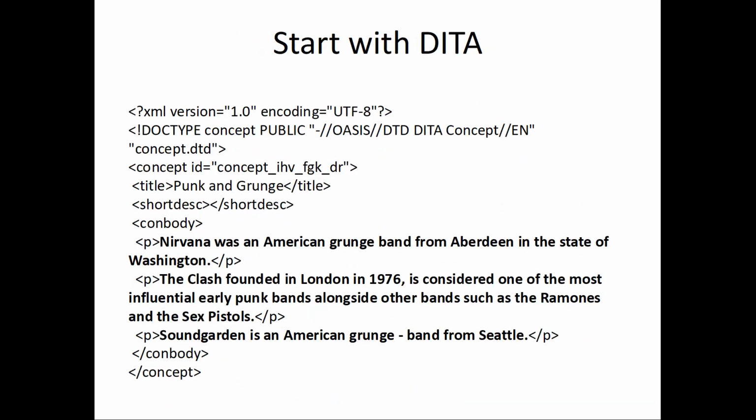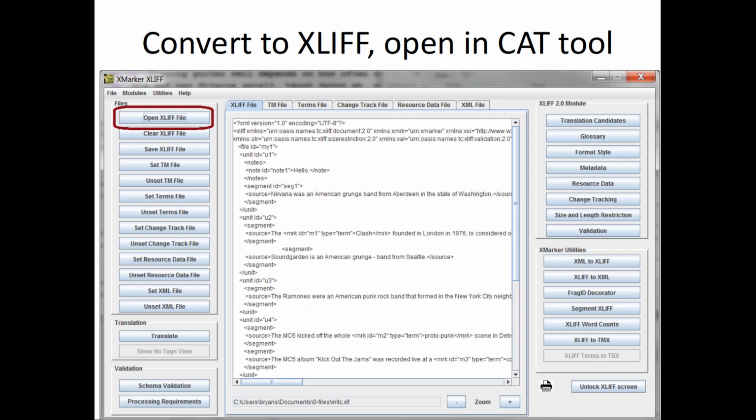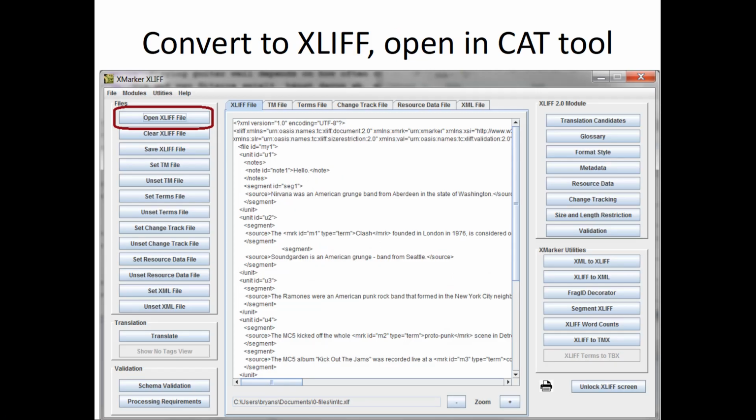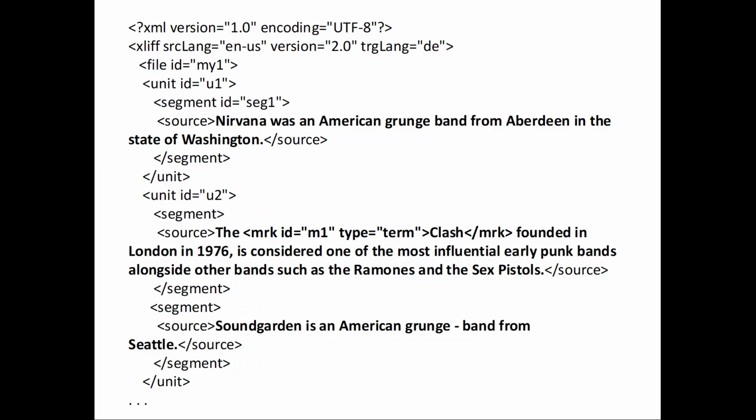So the idea is, let's say we start off with DITA, and this is a particular DITA concept topic about one of my favorite topics, punk and grunge. It says Nirvana was an American band from Aberdeen in the state of Washington, and there's a sentence about the Clash and a sentence about Soundgarden. We start with DITA. We convert it to XLIFF, and then we open it in a computer-aided translation tool. So then there's a good look at the XLIFF. There's one for Nirvana, one for the Clash, and one for Soundgarden. Each of them are just shown as source segments now.